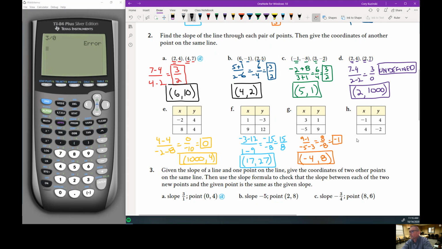One more. -2 minus 4 for my change in y. 4 minus -1, or 4 plus 1, for my change in x. So that gives me a slope of -6/5, meaning when x goes up 5 from 4 to 9, my y value is going to go down 6 from -2 to -8.